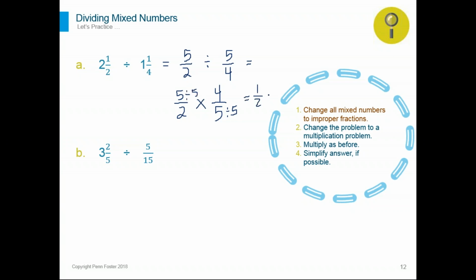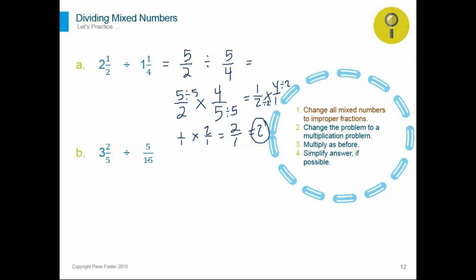That would be 1/2 times 4/1. And I still have 4 and 2 to eliminate. So I'm going to divide over 2 and divide over 2. And that will give me 1/1 times 2/1. Multiply across. 1 times 2 is 2/1, which is 2. The quotient is 2.